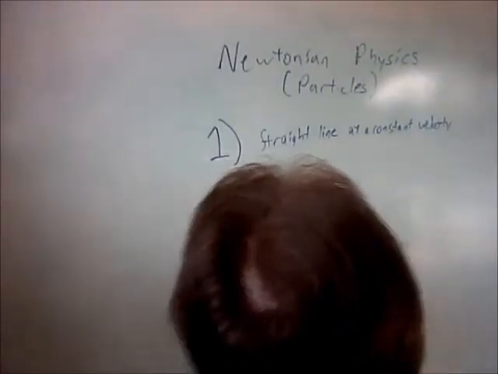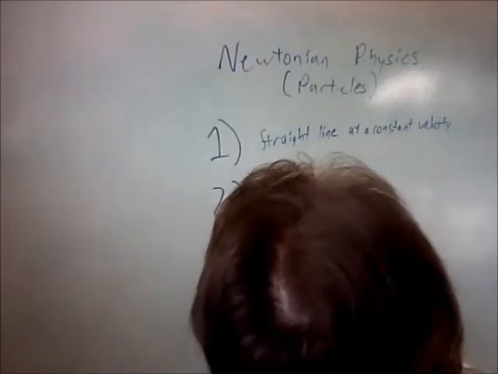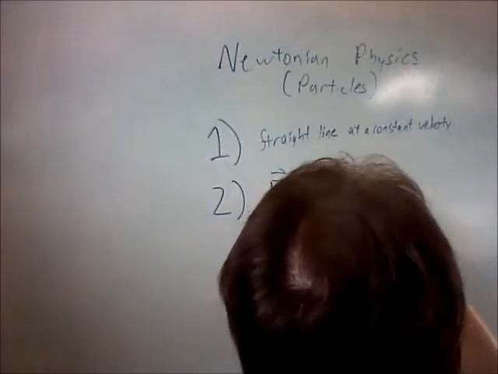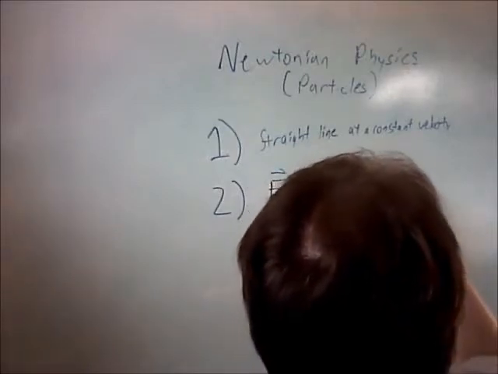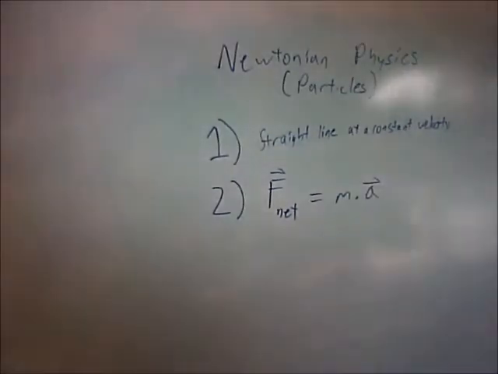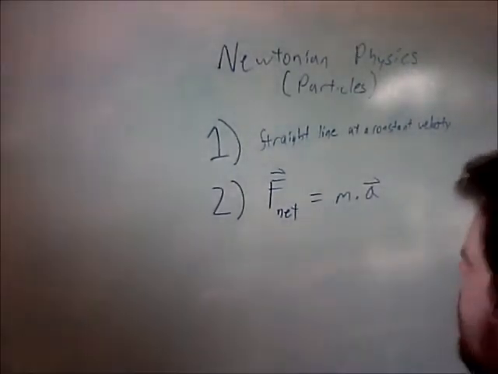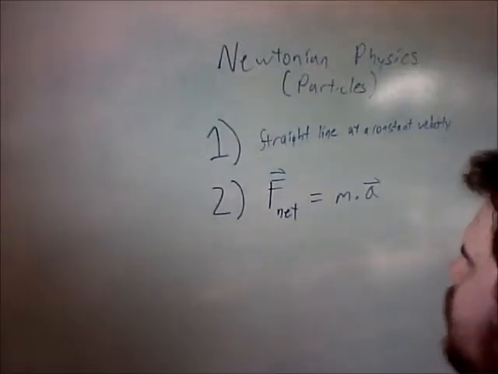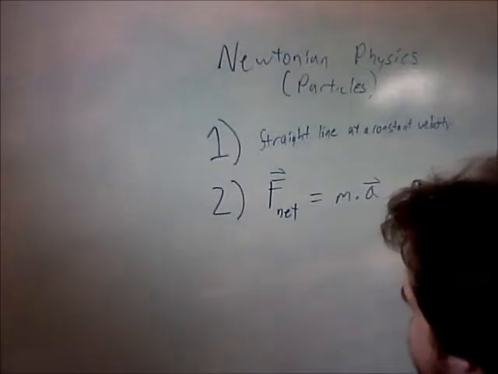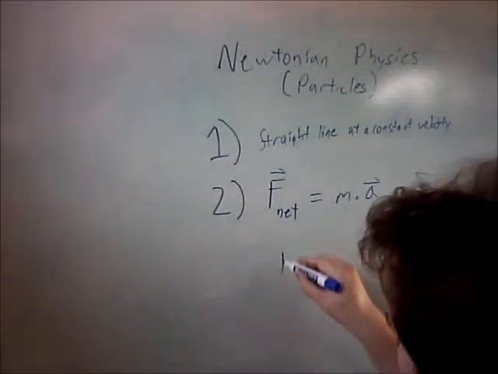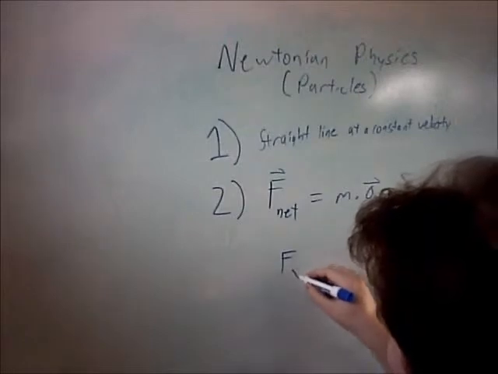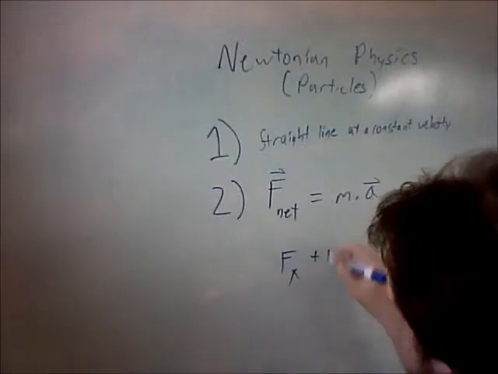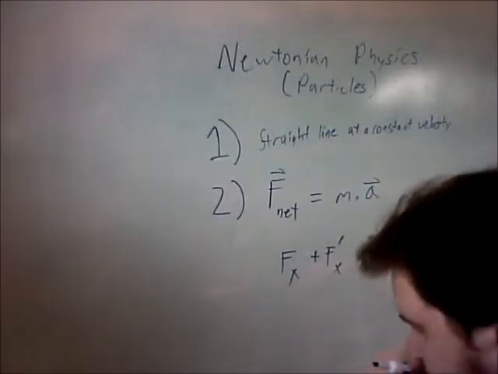Newton's second law is F net is equal to mass times acceleration. What this tells you, this is your actual law of evolution for interesting cases. What this tells you is, say you know that you have some force in the x direction, but then you also have another force, F prime, in the x direction.